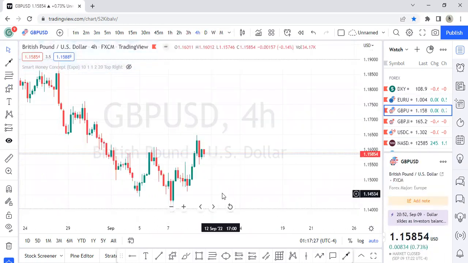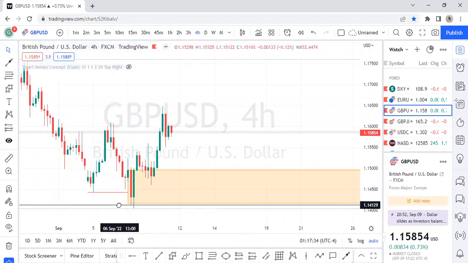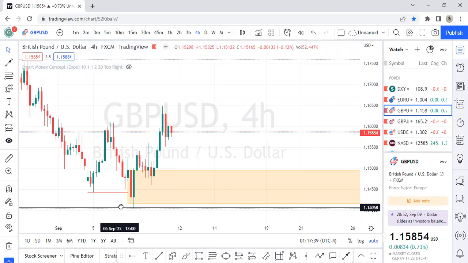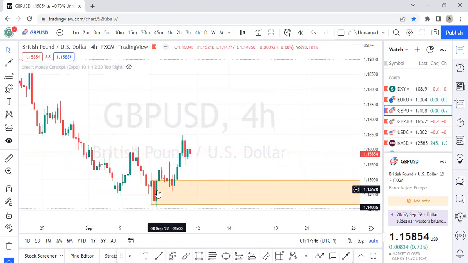So I'm looking at, since we have taken that monthly low, which was at 1.4098, somewhere around there, the market has taken that monthly low. So there are two things that might happen. So price comes back into this point and goes up like we anticipate.